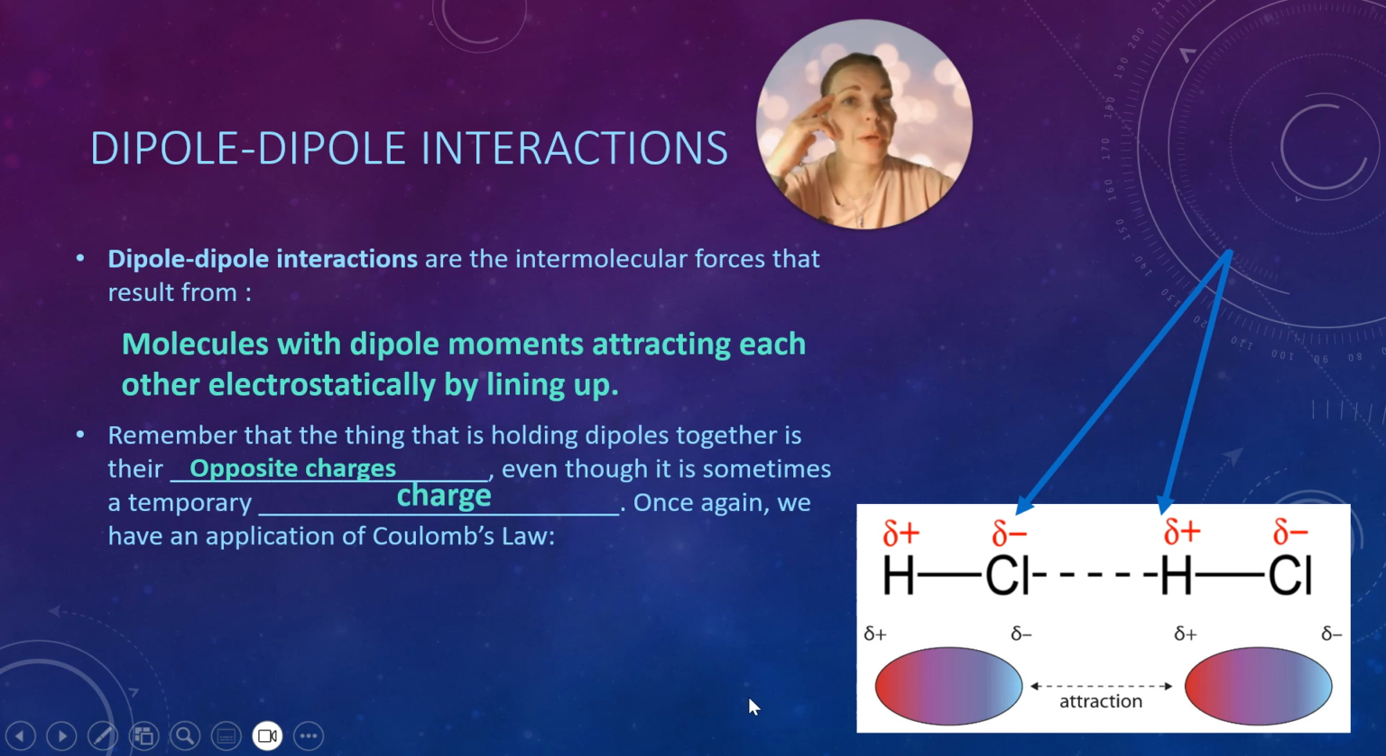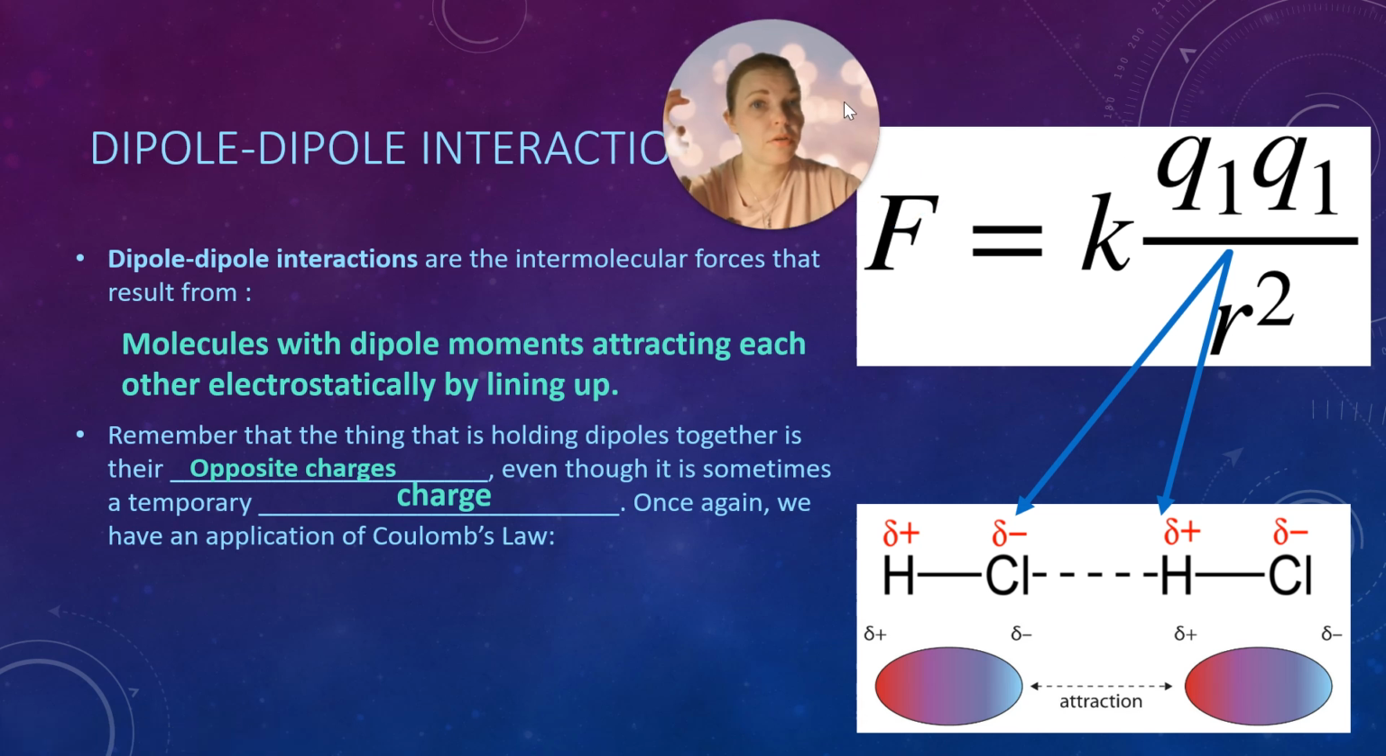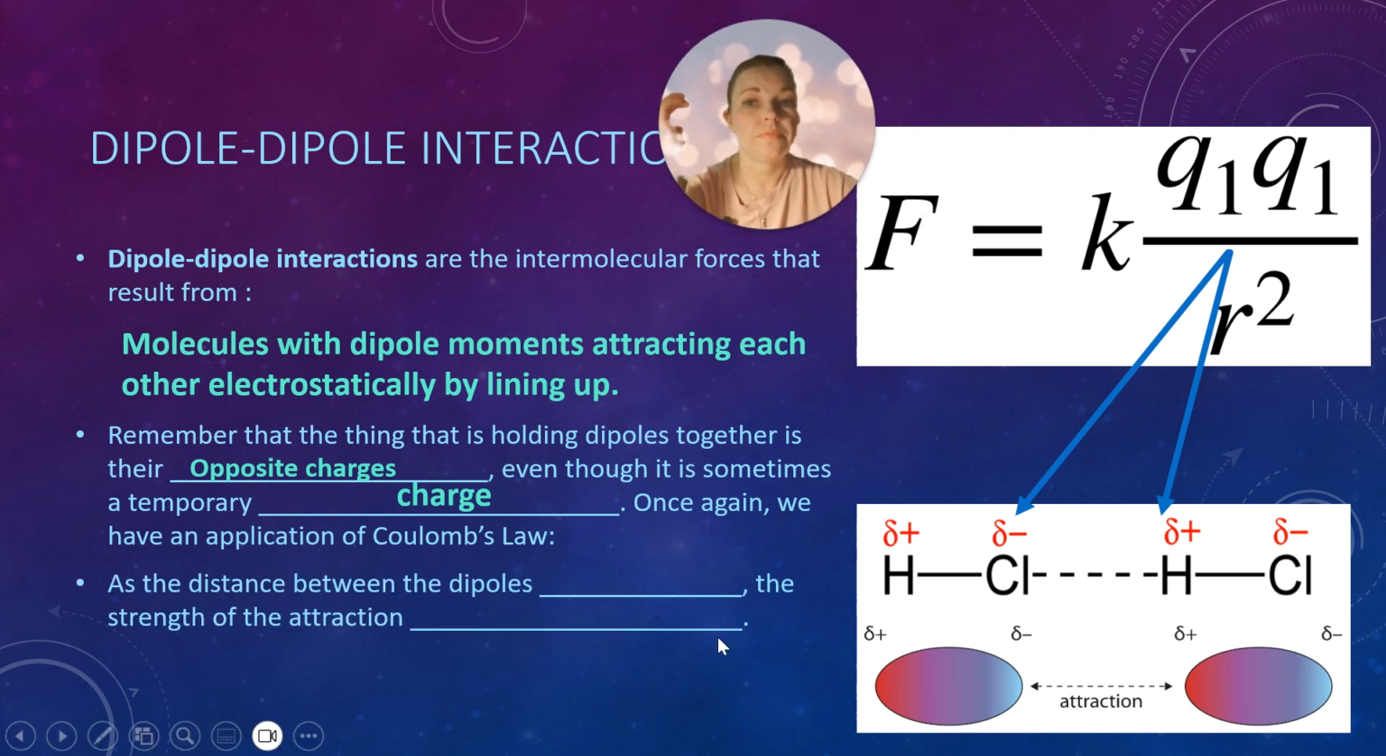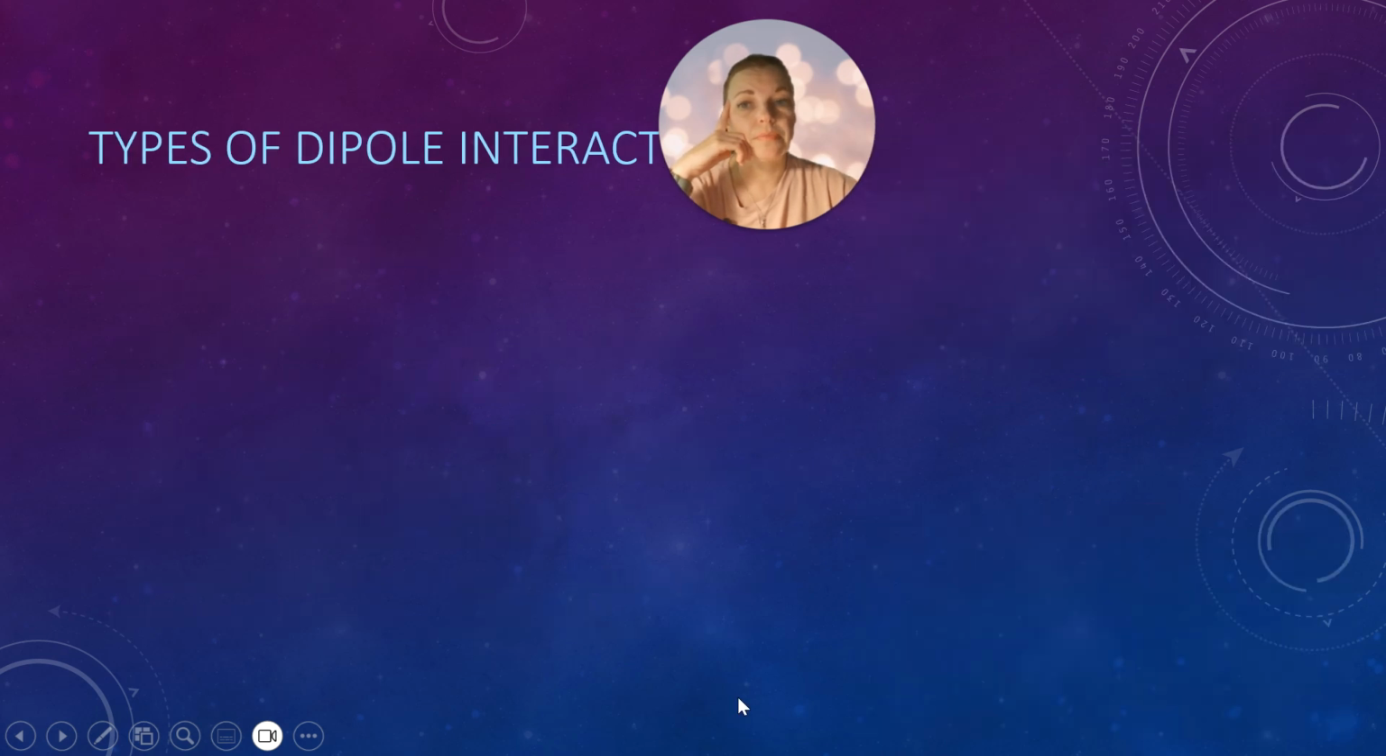Sometimes this even happens with temporary charges, all right? But once again, we have an application of Coulomb's law, okay? So they are held together by the attraction between them. And as the distance between the dipoles increases, the strength of the attraction would decrease. We also have the other part of Coulomb's law that's at play here: as your dipole gets stronger, right? So more partial positive, more partial negative, then we would also expect that dipole-dipole force to increase as well. So both of these parts of Coulomb's law are at play.